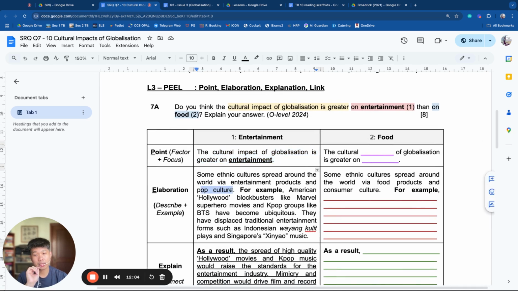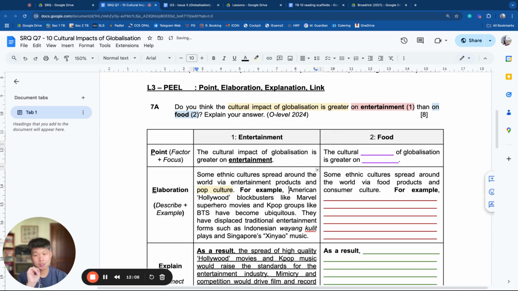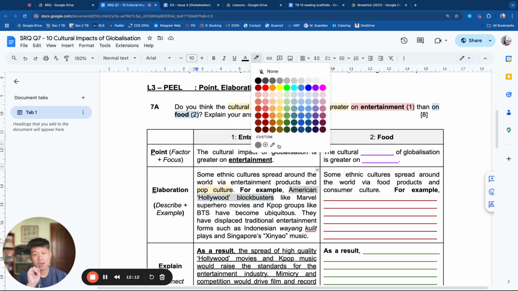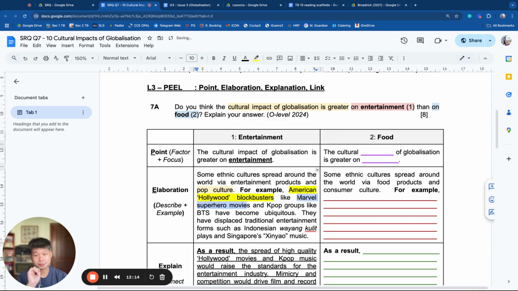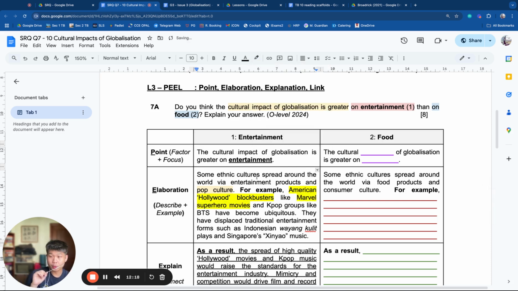And so there's popular culture, pop culture. What is pop culture? American Hollywood blockbusters, Marvel movies. Some of you will have a lot of knowledge on this and you could elaborate more if you want to. But remember that for SS essays, it's not about how much you know about any particular item, it's about how you use this example to explain your argument.